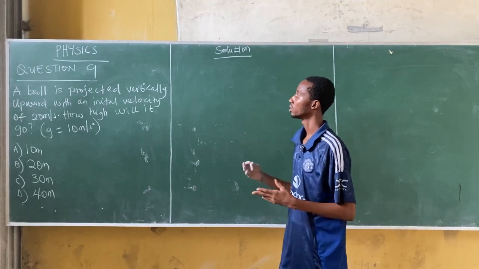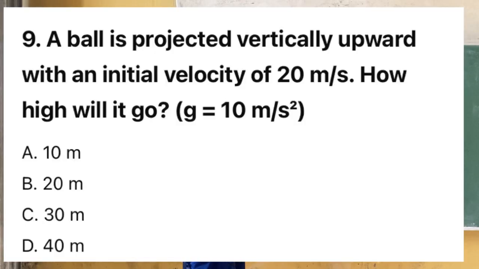Question 9 says, a ball is projected vertically upward with an initial velocity of 20 meters per second. How high will it go? Take acceleration due to gravity g to be 10 meters per second squared. We have option A as 10 meters, option B 20 meters, option C 30 meters, and D 40 meters.